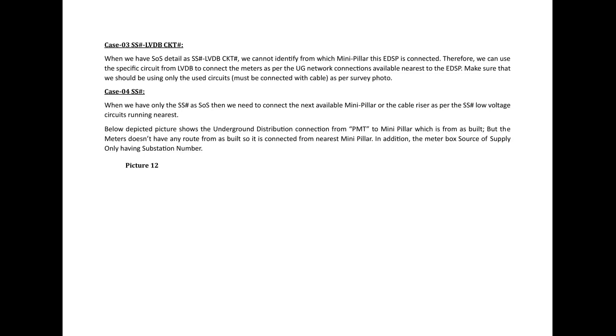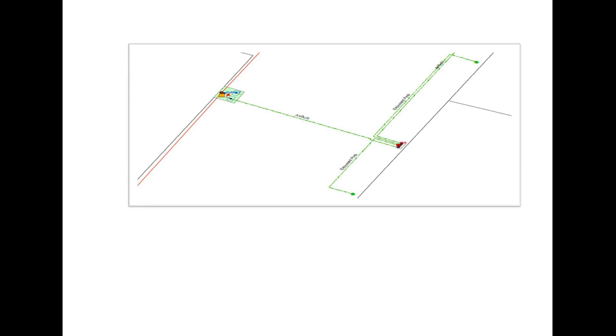Case 04: SS#. When we have only the SS# as SOS, then we need to connect to the next available mini-pillar or the cable riser as per the SS# low voltage circuits running nearest. The picture below depicts the underground distribution connection from PMT to mini-pillar, which is from as-built, but the meters don't have any route from as-built, so it is connected from the nearest mini-pillar. In addition, the meter box source of supply only has the substation number.